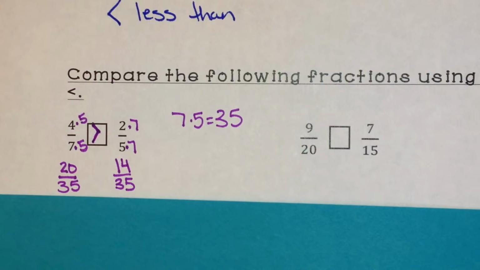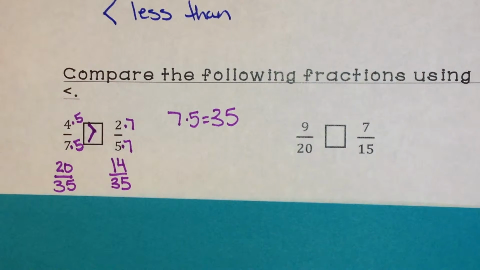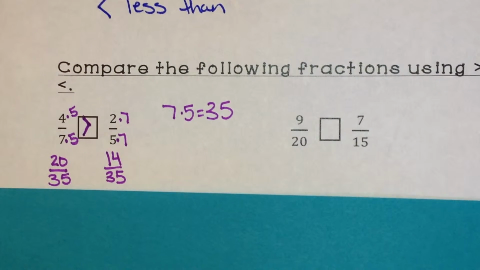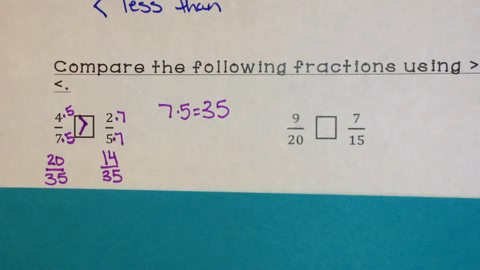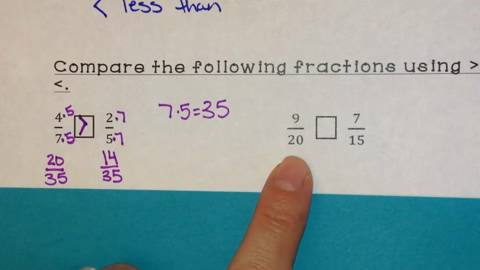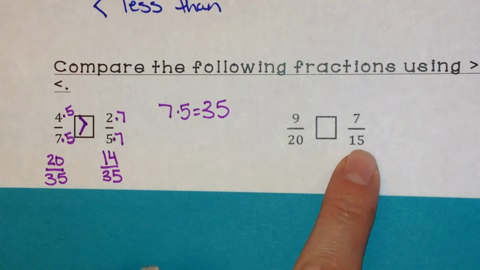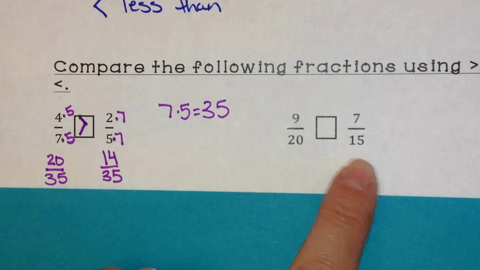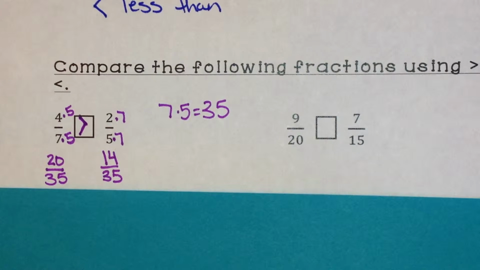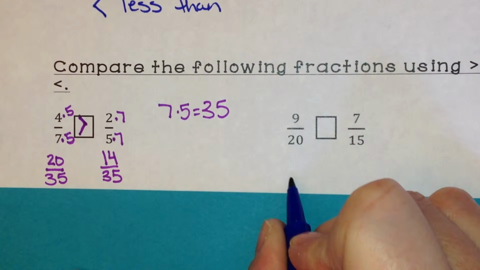Okay, so on this next one, I could multiply 20 times 15. Well, that's a pretty big number. Or I could look at the common factors or their common multiples. Look at the least common multiples. So multiples of 20 are 20, 40, 60, 80, 100. Multiples of 15: 15, 30, 45, 60. Okay, so both of them had a multiple of 60. So I know the least common multiple is 60.